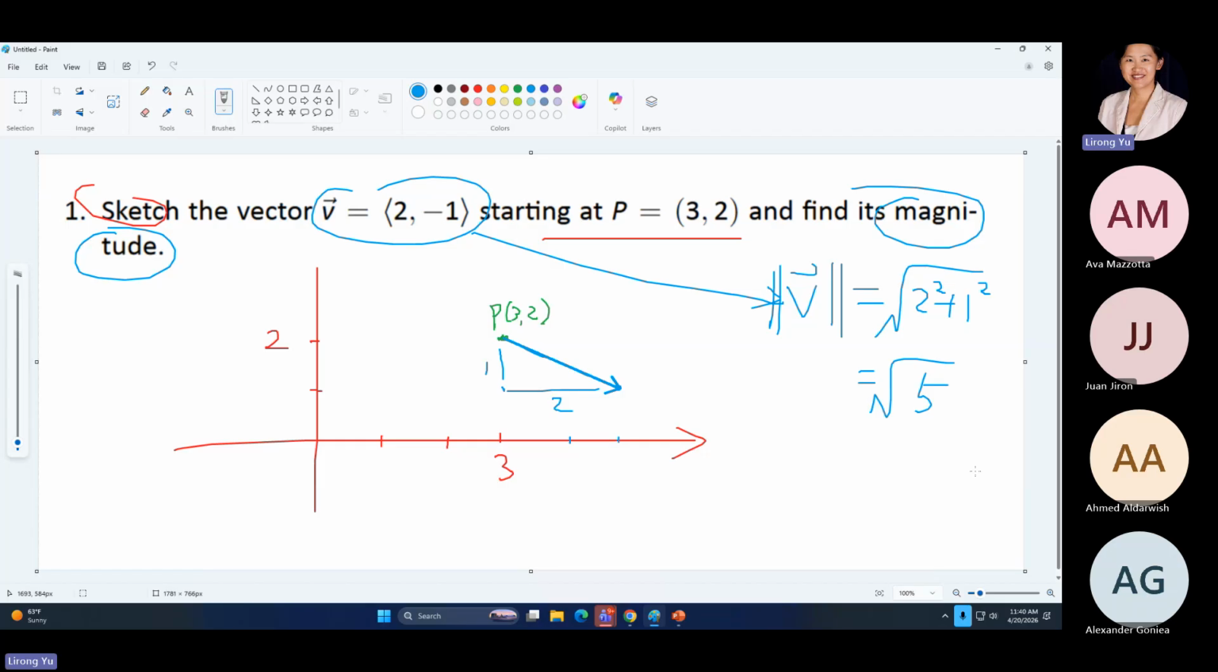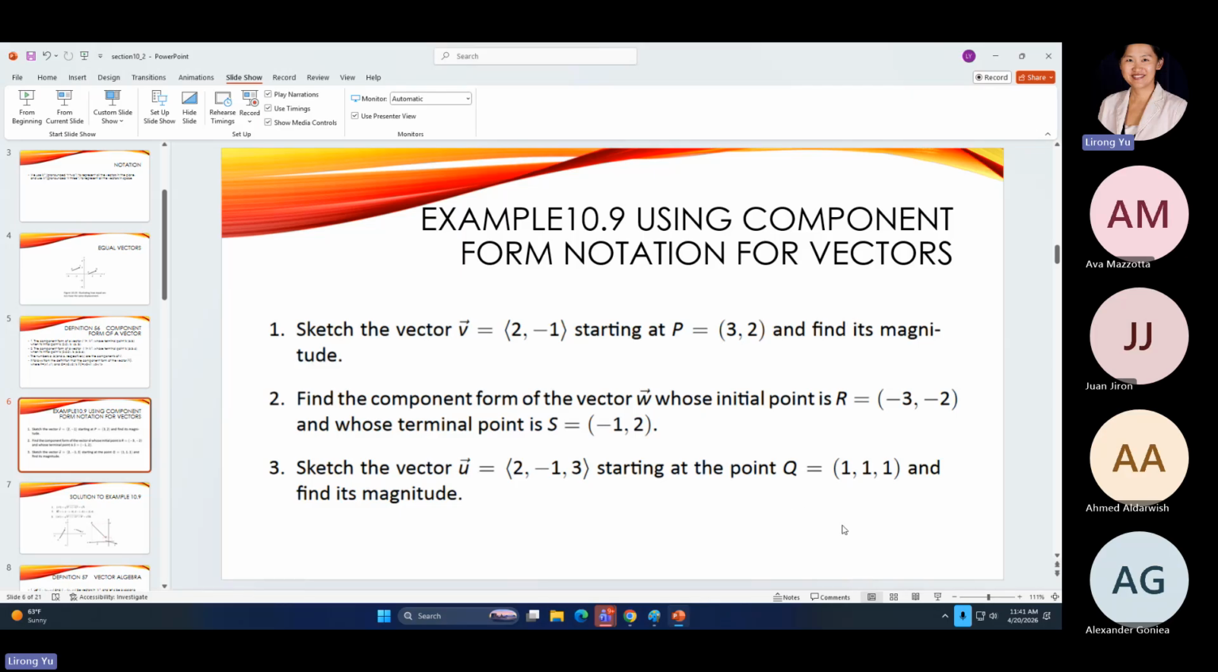Any questions? All right, so you can see to answer this question, you gotta understand how to visualize a vector. When you write the component as 2, -1, how do we understand the 2 being a horizontal movement and the -1 being a vertical movement? To kind of understand the image of the vector once we see the numbers there. So let's look at the second question.